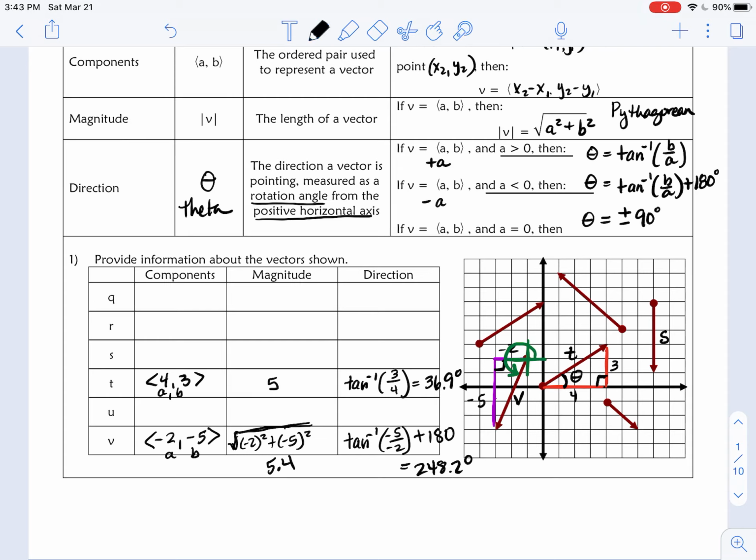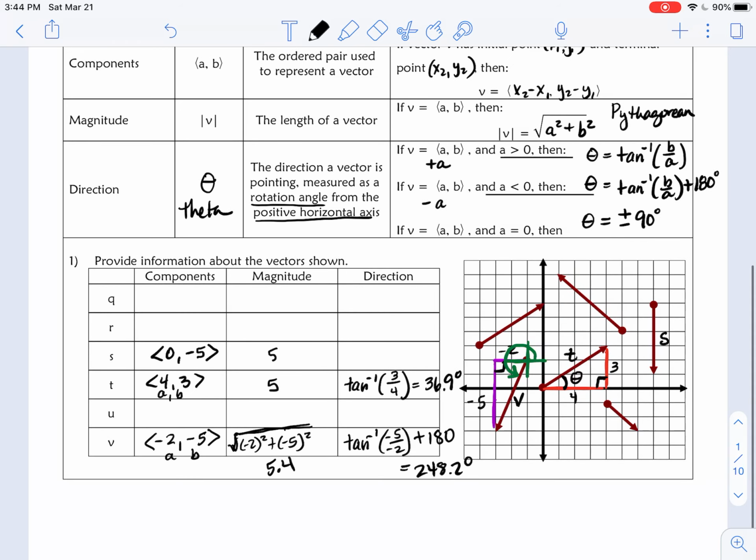So for vector S, this will be kind of easy. The horizontal is 0. The vertical is 1, 2, 3, 4, 5, but it's going down. So I know that my vertical component's negative, and the length of the vector is 5 units. The direction, since you're going straight down, is just negative 90. You don't need to do any math on that guy.